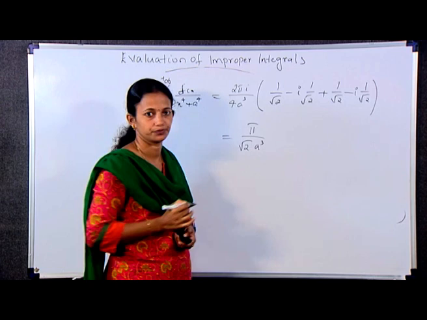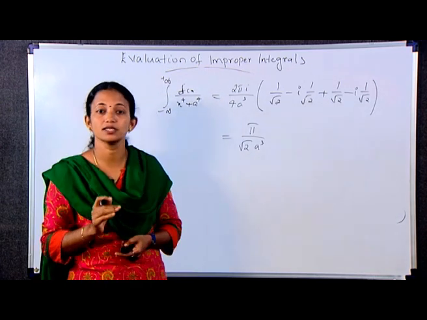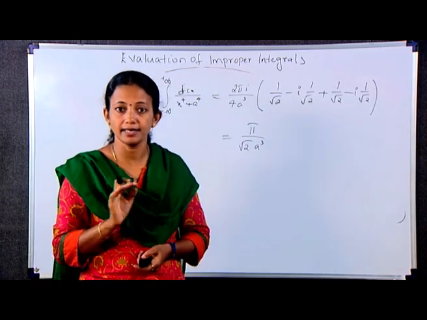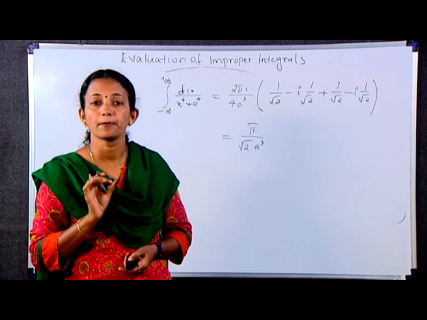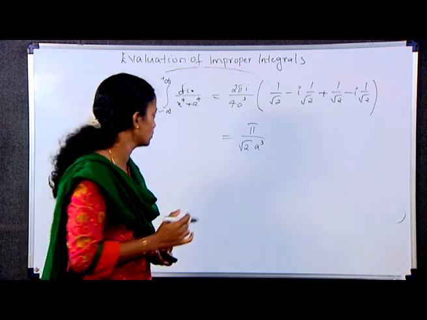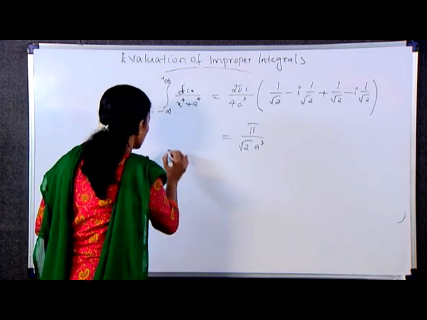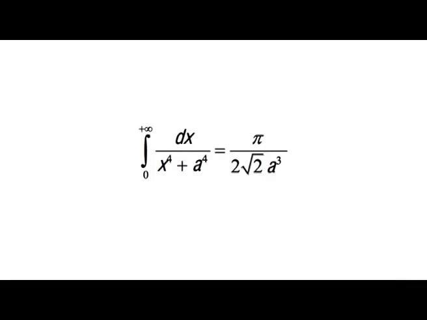That is, the integral from 0 to plus infinity of dx by x raised to 4 plus a raised to 4, the value is equal to 1 by 2 times pi by root 2 a cube, that is, pi by 2 root 2 a cube.